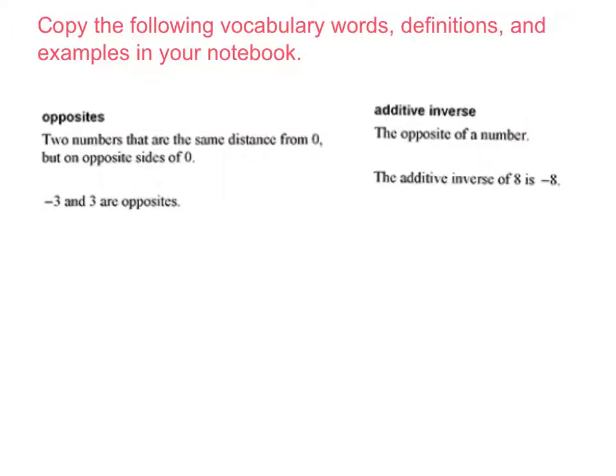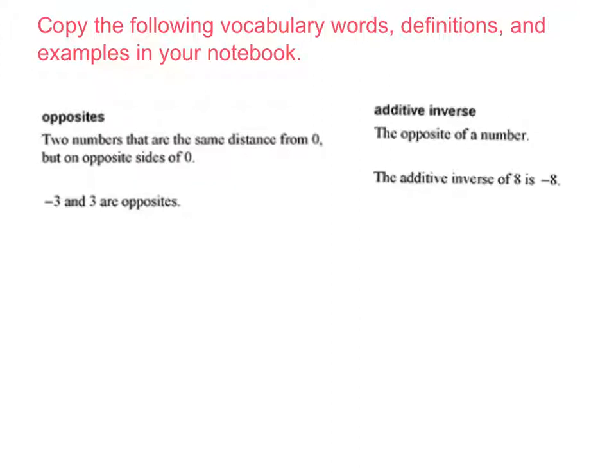Now you need to copy the following vocabulary words, definitions, and examples in your notebook. The first word is opposites. Opposites are two numbers that are the same distance from 0 but on opposite sides of 0. -3 and 3 are opposites.